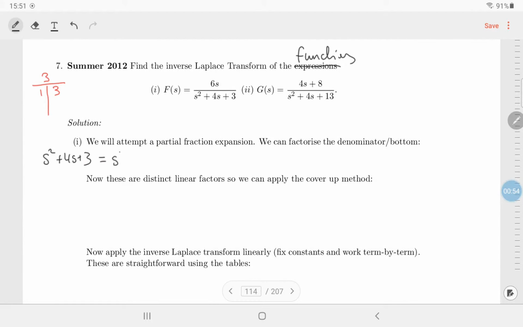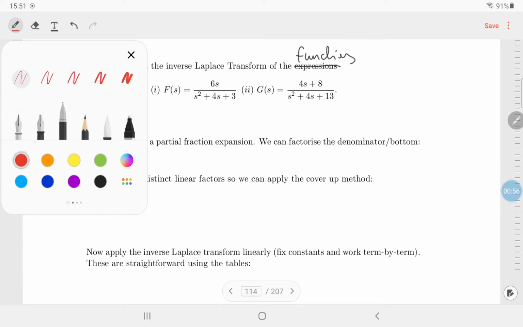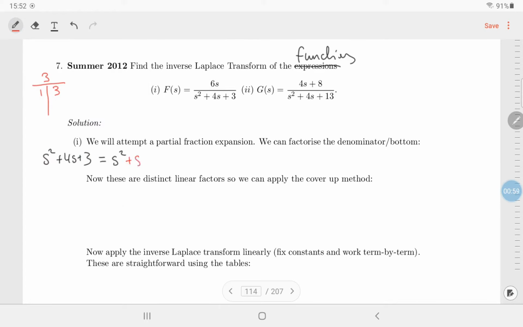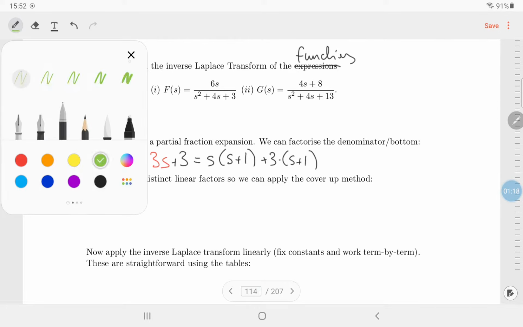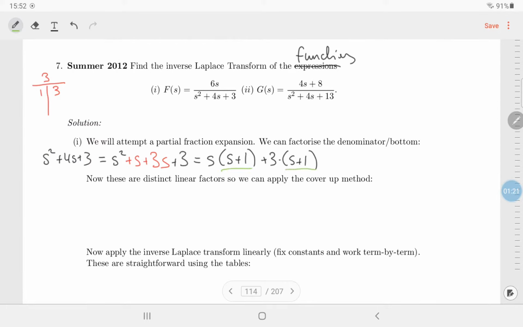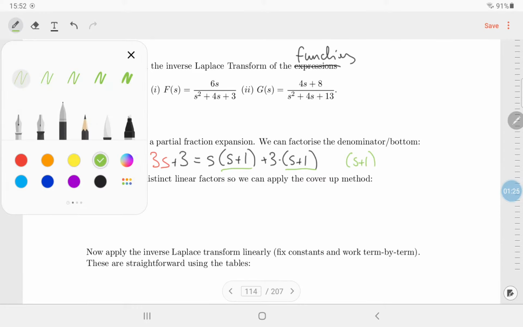So you have s squared, and then for the 4s, we'll use 1s plus 3s, plus 3. We rewrite it as: take s out of the first two terms and you're left with s plus 1, and then take something out of the last two terms that again leaves s plus 1. So what you can take out is 3 times s plus 1, and now you've got a common factor of s plus 1, so you take that out and you're left with s plus 3.